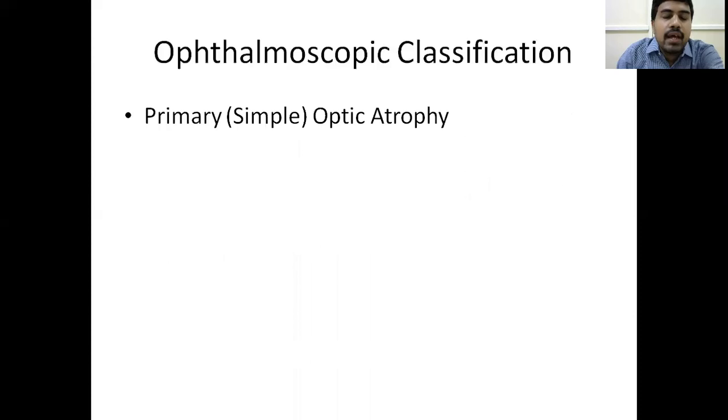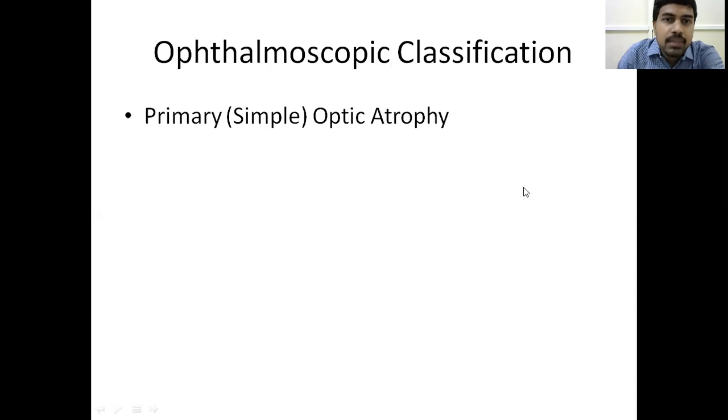So now we have two types of classifications. One is the ophthalmoscopic classification. That is when you examine with the direct ophthalmoscope or indirect ophthalmoscope. Ophthalmoscopy is the examination of the fundus, or examination of the interior of the eyeball. Fundus means the interior of the eyeball. So examination of the interior of the eyeball is known as ophthalmoscopy.